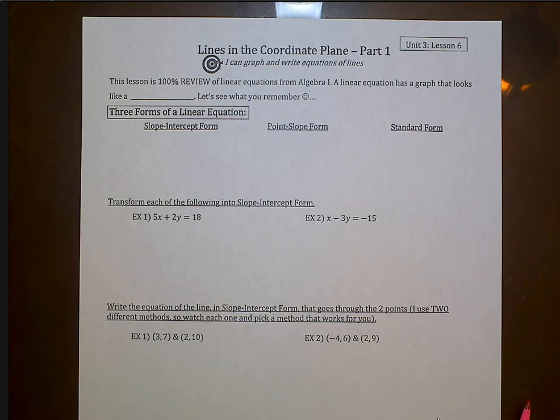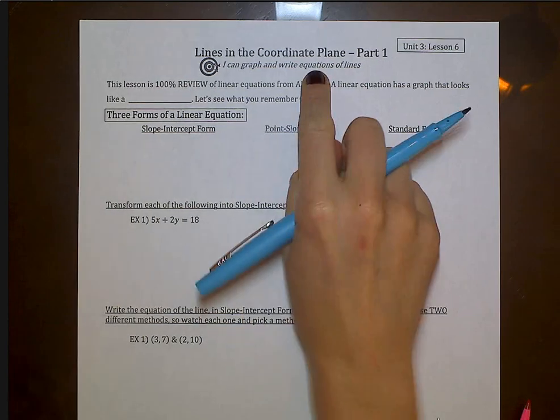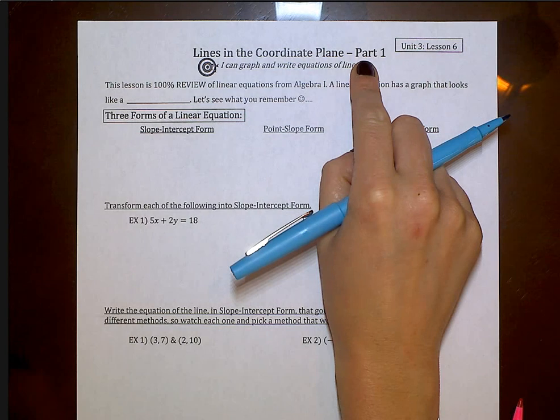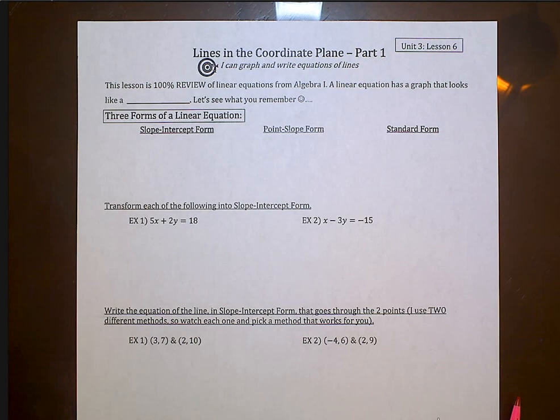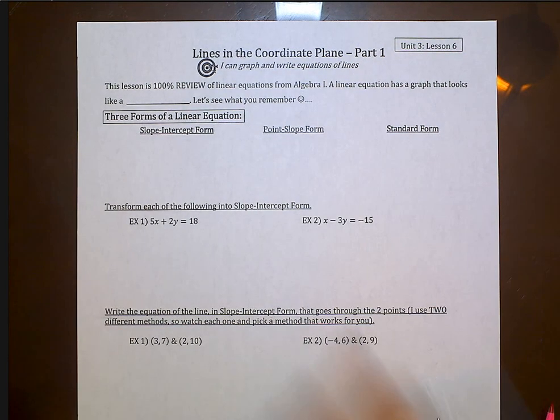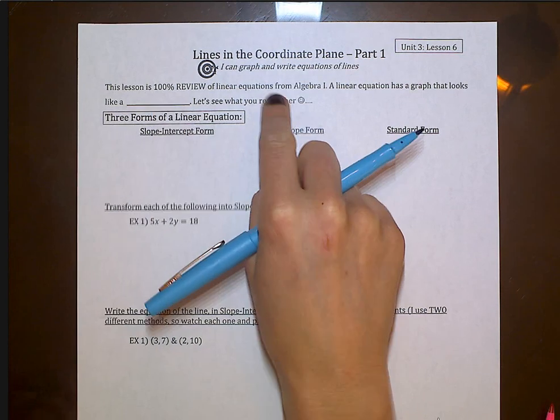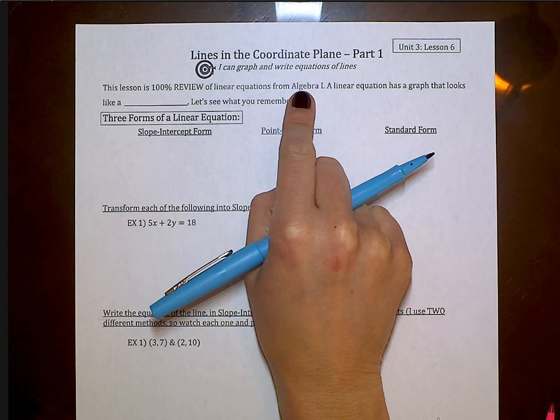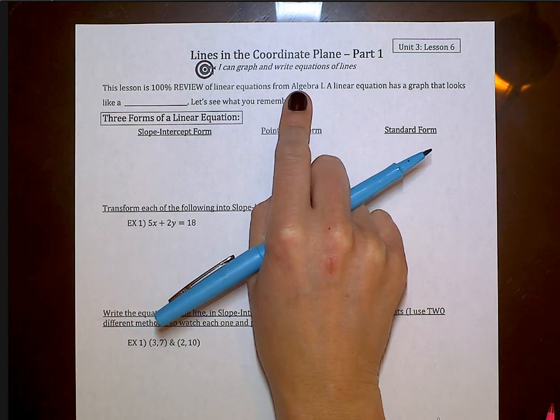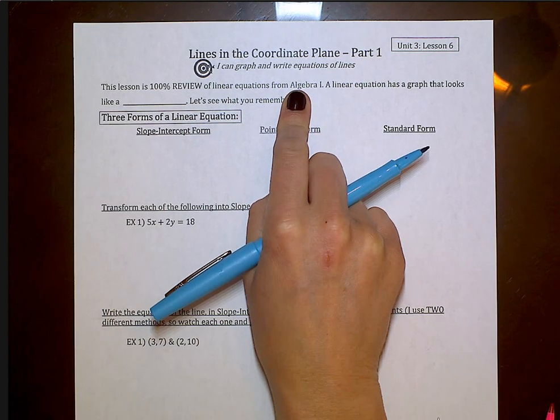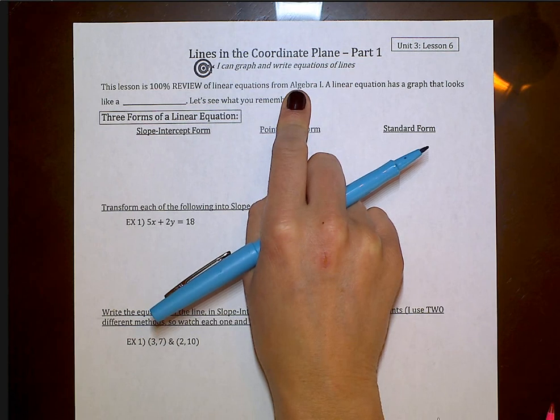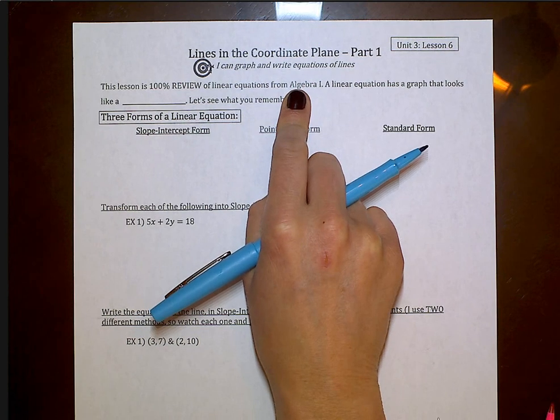This lesson's called Lines in the Coordinate Plane, and notice it's part 1, so we'll do part 2 next time. This lesson is a lot of information, but guys, realize that it is complete 100% review of stuff that you learned in Algebra 1. It's from first semester Algebra 1, so it's been like a full year since you've done a lot of this, but you have seen it before.